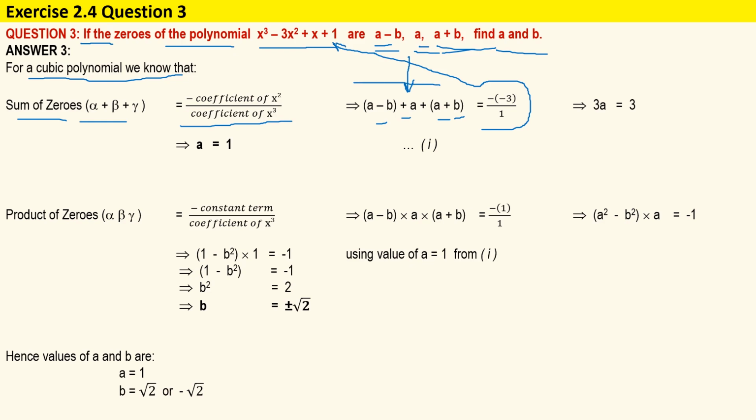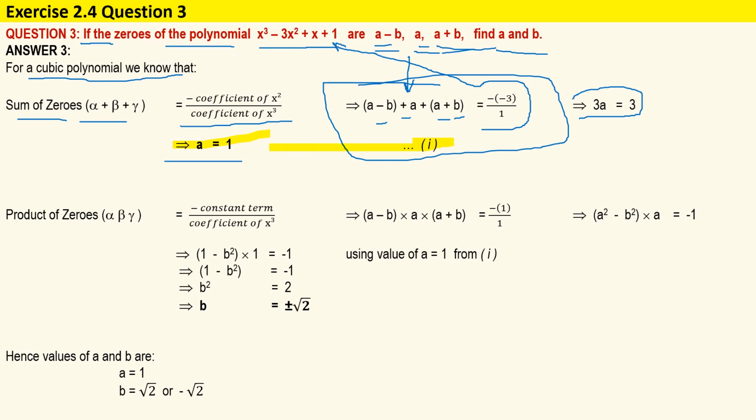So this equation will imply that 3a is equal to 3, which once simplified gives us that a is equal to 1, and let's call this our statement number 1. Let's also note that the product of the zeros for a cubic polynomial, that is alpha into beta into gamma, is equal to minus of the constant term divided by the coefficient of x cube. Therefore, in our case, it will imply that a minus b multiplied by a plus b multiplied by a is equal to minus 1 divided by 1, which implies that a square minus b square into a is equal to minus 1.